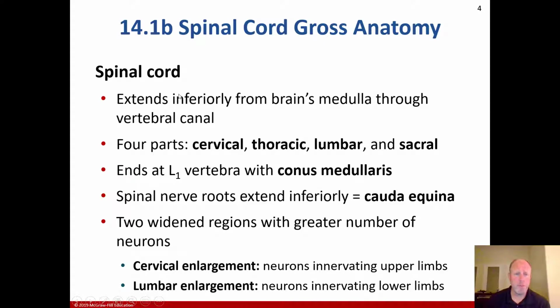So the spinal cord anatomy, it extends inferiorly from the brain's medulla oblongata through the vertebral canal, four parts of the cervical, thoracic, lumbar, and sacral, and it ends at L1, the first of the lumbar vertebrae, or vertebra in this case single, with the conus medullaris. And the spinal nerve roots extend inferiorly at the cauda equina. There are two widened regions with a greater number of neurons, the cervical enlargement with neurons innervating the upper limbs, and the lumbar enlargement with the neurons innervating the lower limbs.